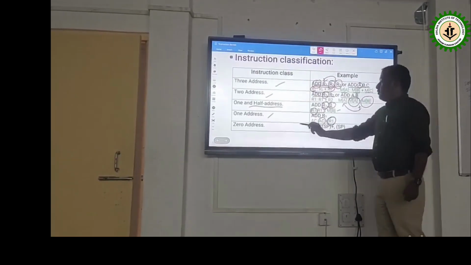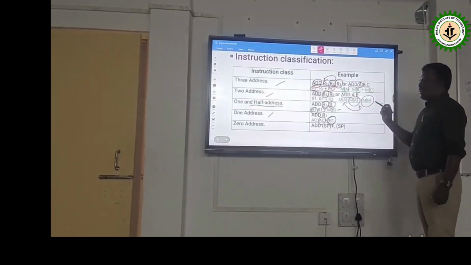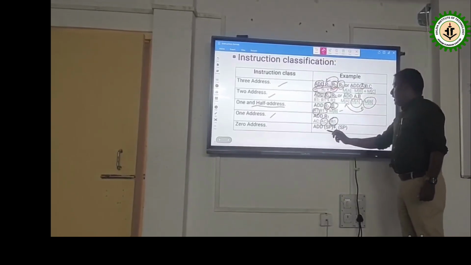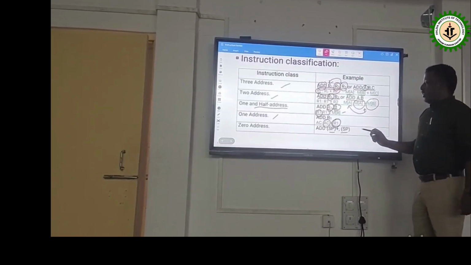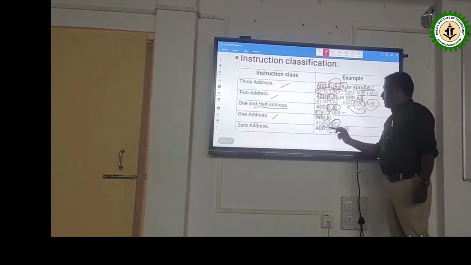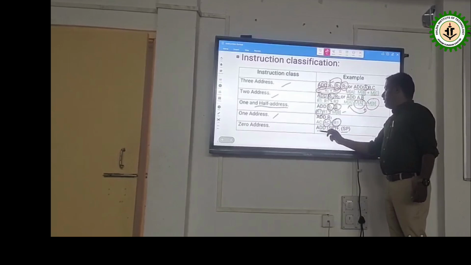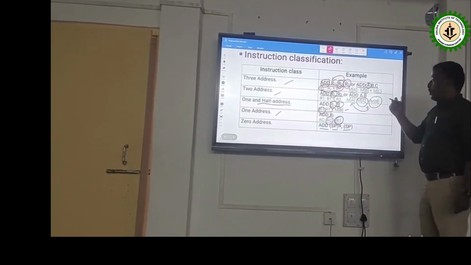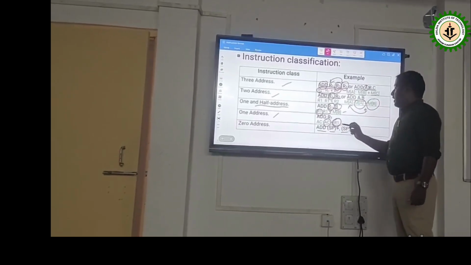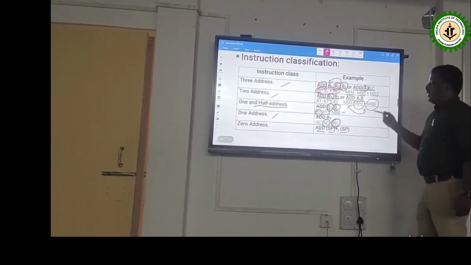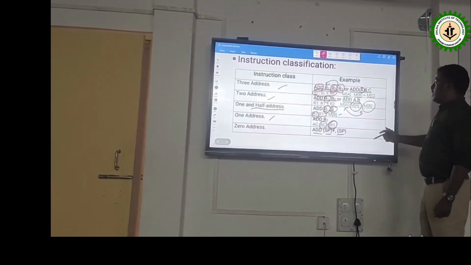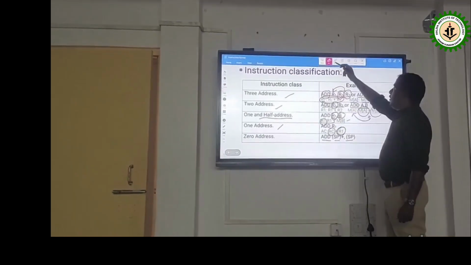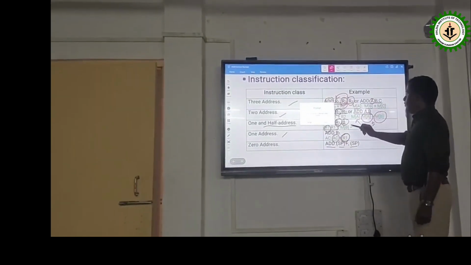In the last case, zero address. Here no specific memory location will be used. So what is happening here? SP means stack pointer. So in a zero address instruction, in this case add SP plus SP, the top two contents of the stack will be used and they are added, and the result will be stored in the stack top location. So these are basically the 5 classifications, and we are going to see in detail how they actually work.